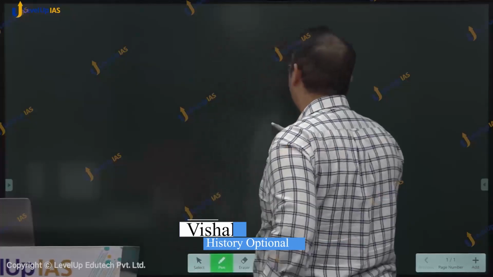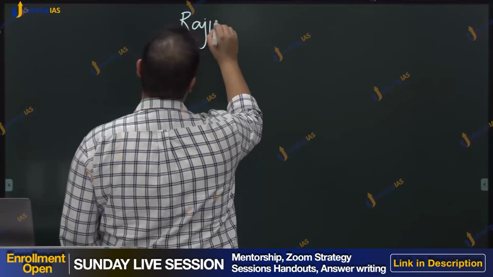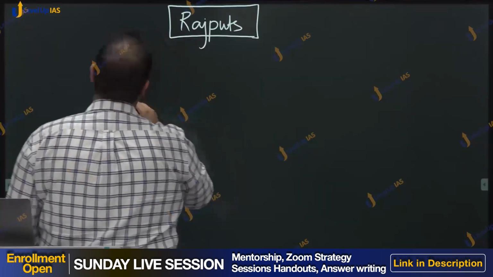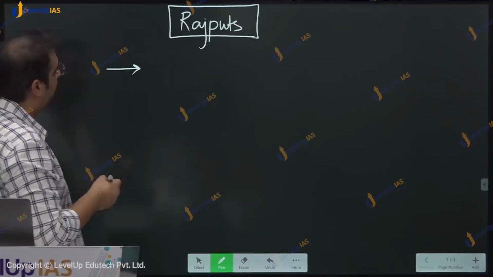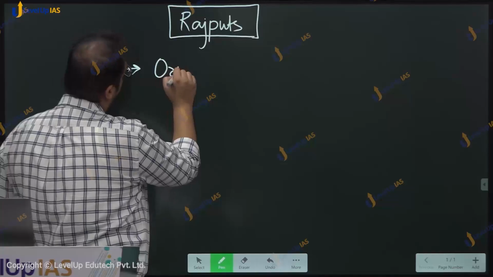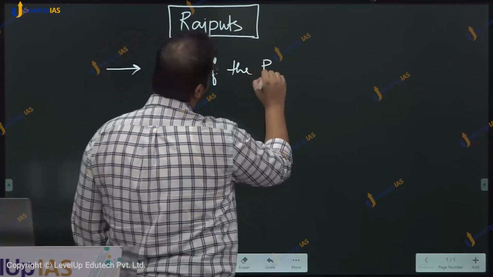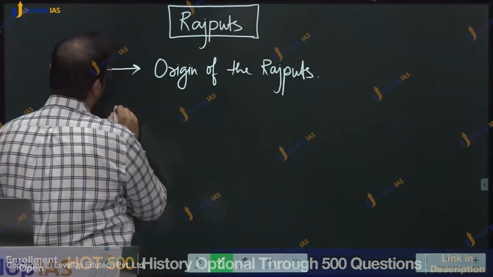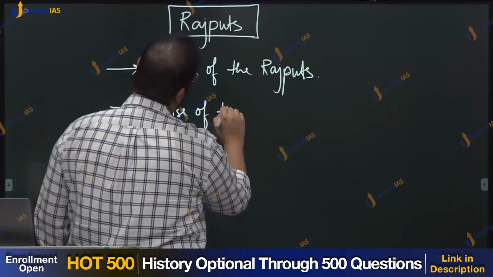Continuing with early medieval India, the next theme that we will be covering is the Rajput period. Areas where questions may be possible from: origin of the Rajputs, the rise of the Rajputs.